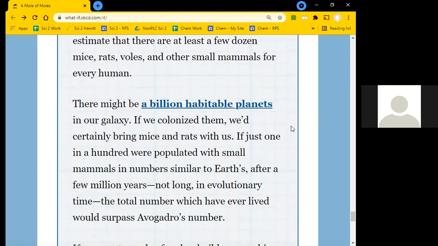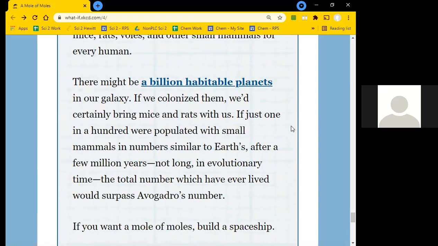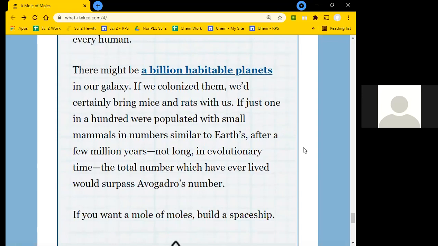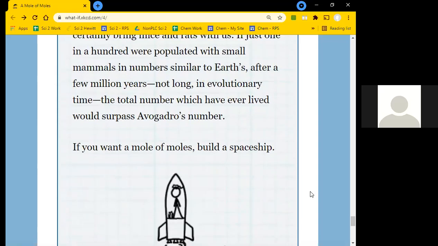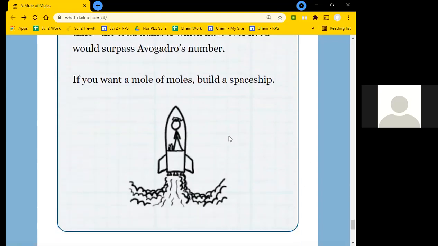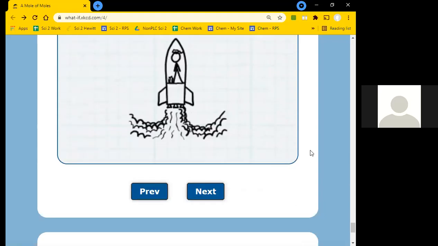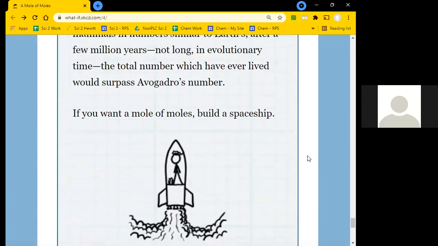We need it. If just 1 in 100 of those planets were populated with small mammals in numbers similar to Earth's, then after a few million years, which is not long in evolutionary time, the total number which have ever lived would surpass Avogadro's number. So if you want a mole of moles, build a spaceship. So Elon Musk is working on that right now.